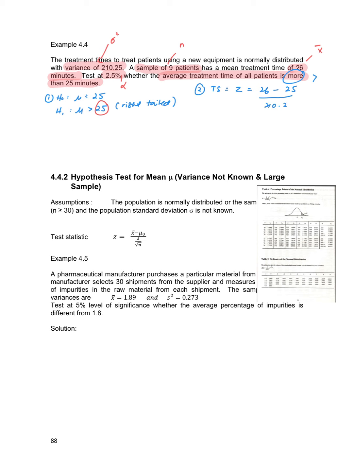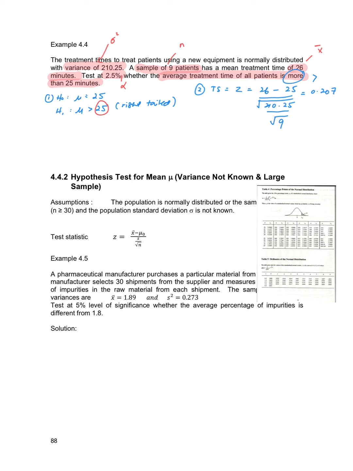210.25 over square root n. Our n is 9. But don't forget to square root the value of variance also, because what was given is the variance value, not the standard deviation. So finally our Z value is 0.207.